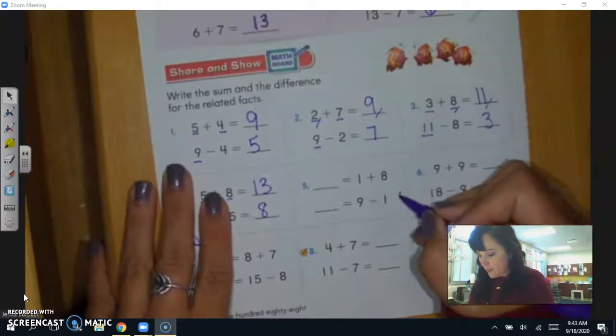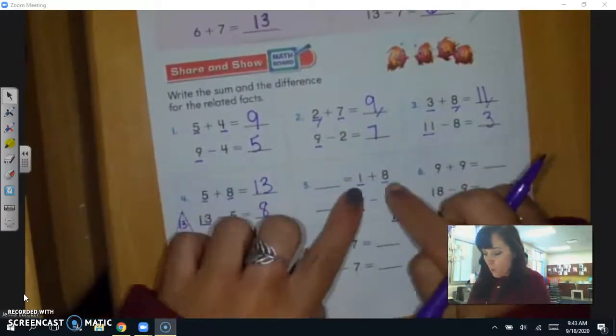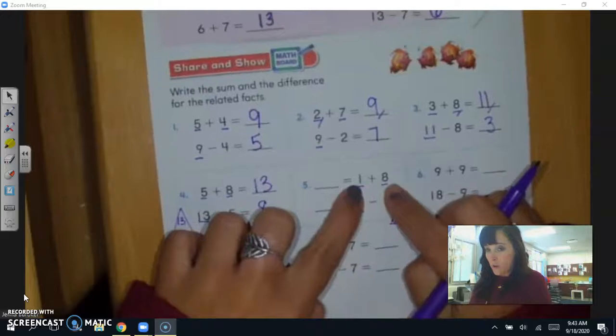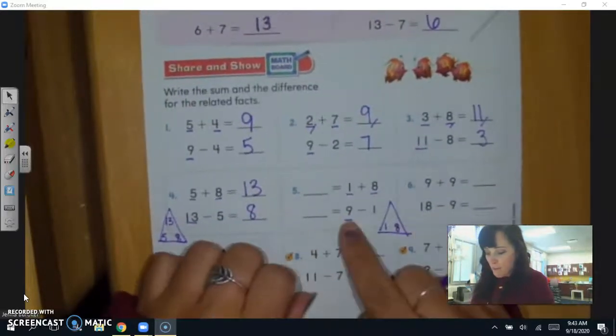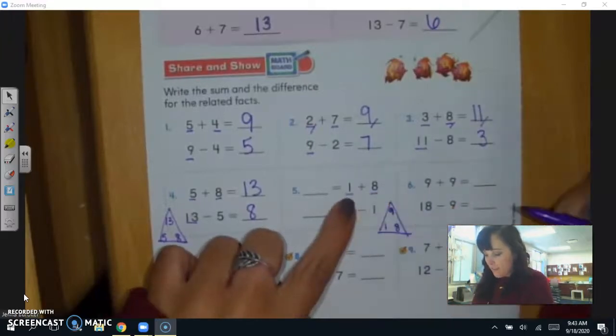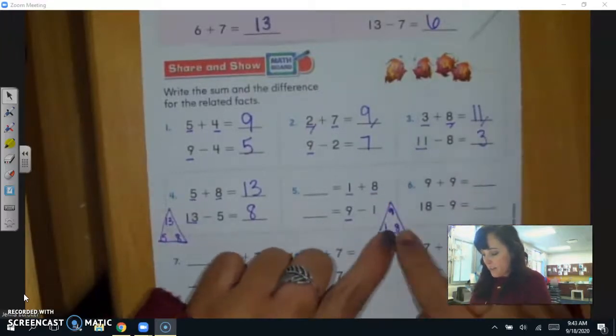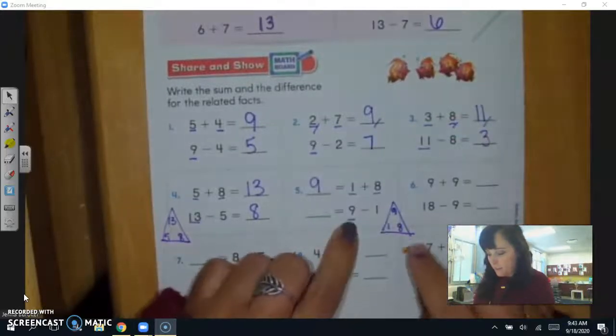Again, I'll make another fact family triangle. All right, so my numbers are 1, 8, and 9. 1 and 8 are my add-ins, so they're going to go at the bottom. 1 and 8. My big number is 9. So again, 1 plus 8, if I look at my fact family triangle, 1, 8, 9 is left, so I'm going to put 9 there.